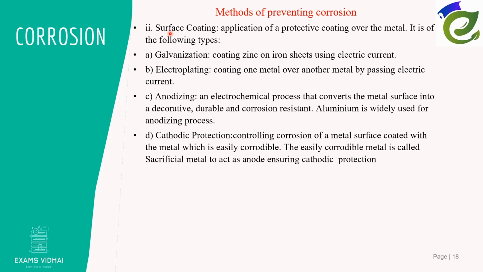Surface coating means application of a protective coating over the metal. These are of the following types: galvanization, coating zinc on iron sheets using electric current; electroplating, coating one metal over another metal by passing electric current; anodization; and cathodization. Those are the methods for preventing corrosion.